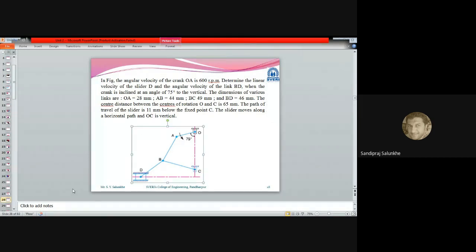And according to this problem statement, this diagram has been given. So if you are going to see this diagram, first of all, you have to draw the space diagram. And from this space diagram, we can go for drawing the velocity diagram, and later on by measuring the length of the vectors and multiplying.